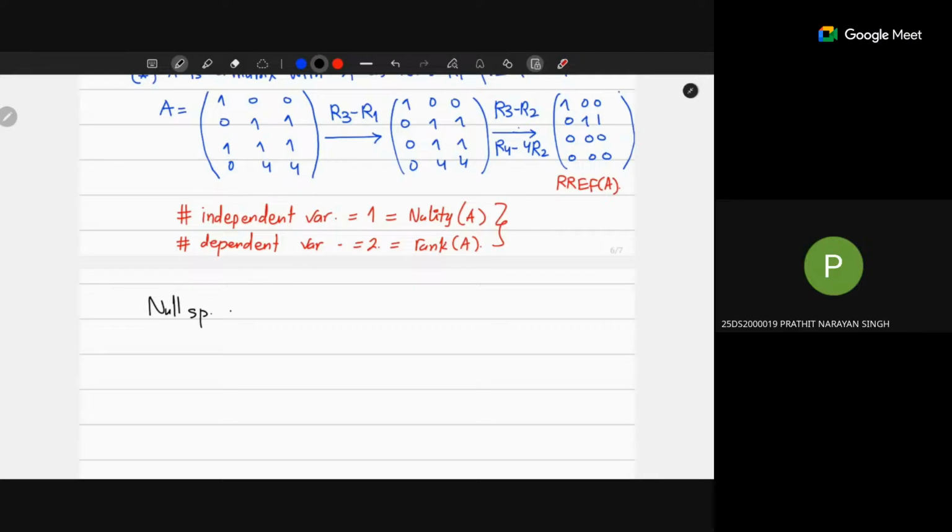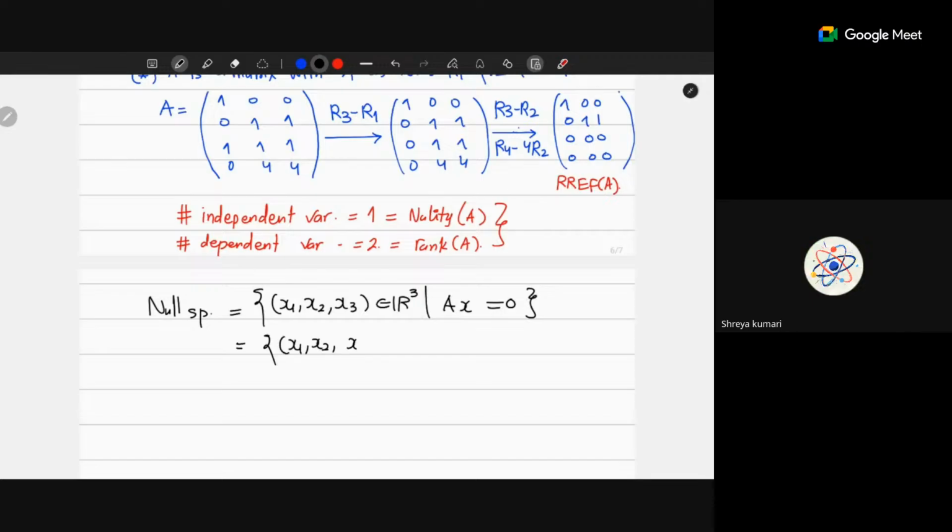Null space is the set of all x1, x2, x3 in R3 such that Ax is equal to 0. And now when I solve Ax equal to 0, I obtain this expression. So now you multiply this matrix with the vector x1, x2, x3. So what do we get?